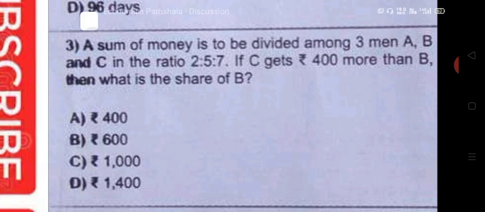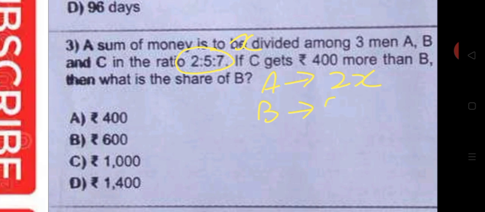So I repeat here. Let us say we have the common ratio among the numbers as x. Therefore A will get 2x, B will get 5x, C will get 7x. Also, we are told that C gets 400 more than B, that is C is equal to 400 more than B, and B is 5x.